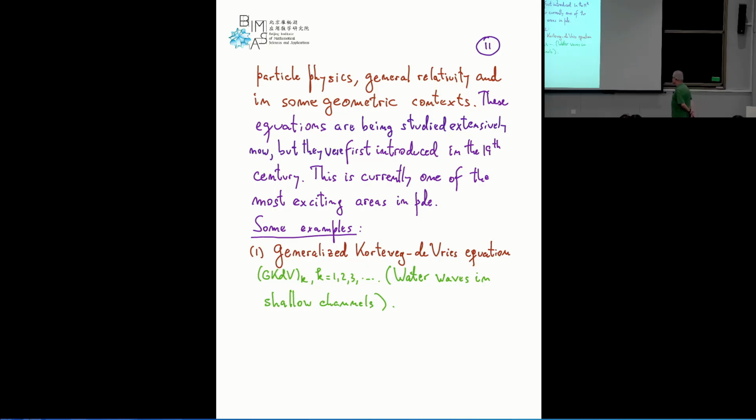So in my opinion, this is currently one of the most exciting areas in PDE. So I'll mention some examples. The generalized Korteweg-de Vries equations. This is a family of equations which can be used to study water waves in shallow channels. Okay, and those are studied experimentally and theoretically using these Korteweg-de Vries equations. I'll say more about this in a few minutes.